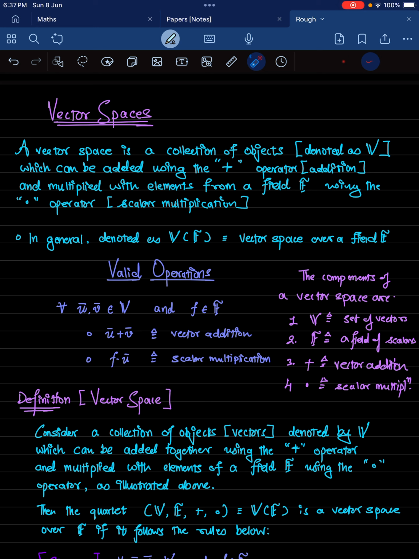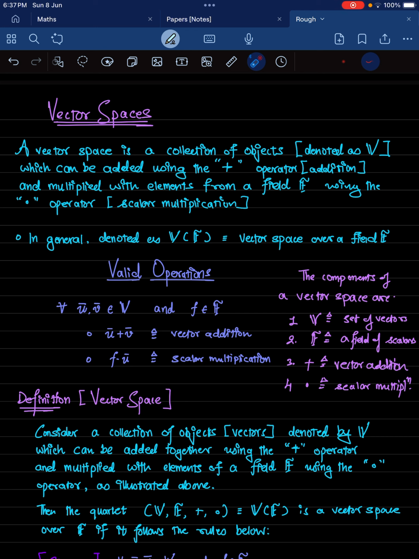Today we'll be looking at vector spaces. To define a vector space, it's basically a collection of objects which we'll call vectors. And the set of those objects is denoted by this V. And the thing about this is, just like fields, there is an associated addition and a multiplication operator. And that is what we'll be looking at. Those are the main operations, and they also follow a certain set of rules, just like fields.